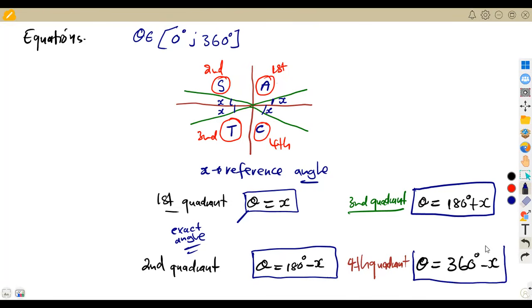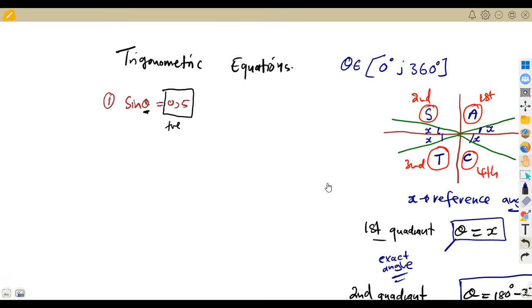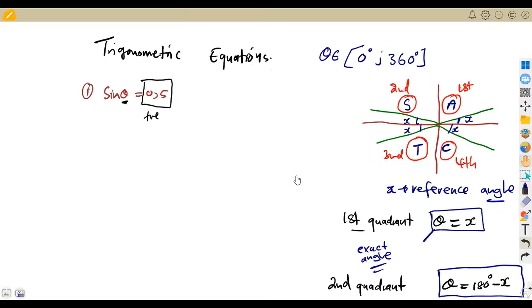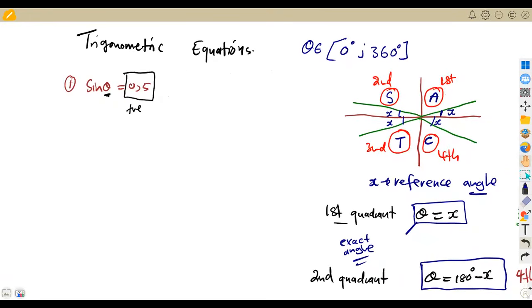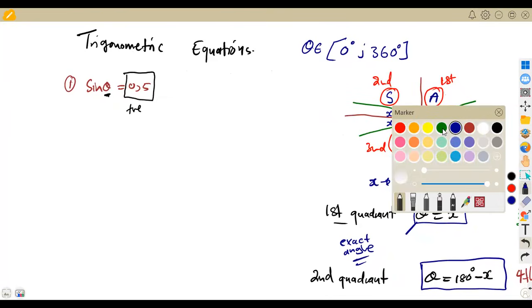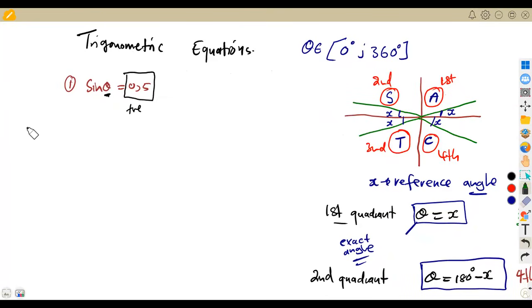So this is what you need to know in each and every quadrant, but also considering whether it is a positive or a negative in terms of what you're given. So whenever you are to solve a trig equation in this case, the first thing is to find the reference angle. So you are going to find the reference angle. The reference angle is the one that you are going to refer to now according to each quadrant.